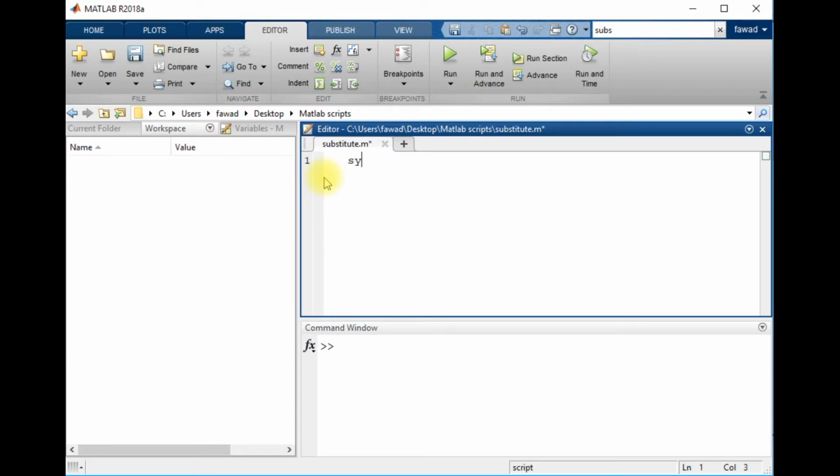Suppose I have some symbols x, y, a, b. For the first, I will deal with x and y. I will show you the complex case later, but first the very simple case. I have created two symbols x and y, and then a third symbol z, and I am writing that z is equal to x plus y. This is the simplest expression.